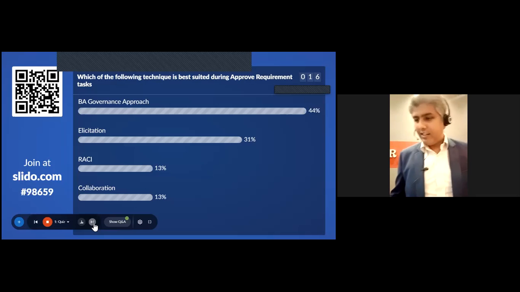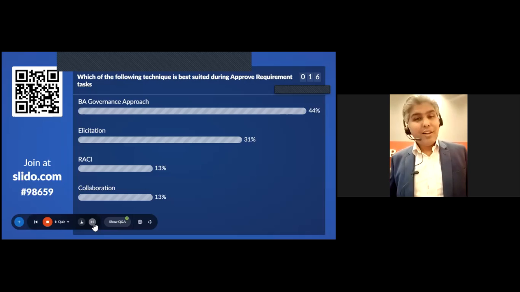Okay, so it was a little trick in this one, where things seem relevant. Yes, of course, when you are approving requirements, you have to use what's decided in BA governance as a change control process. Elicitation also seems right because it may come under the elicitation area or somehow be related. Collaboration, yes, it makes sense that when you are getting the requirements approved, collaboration is the key. But these are not techniques.